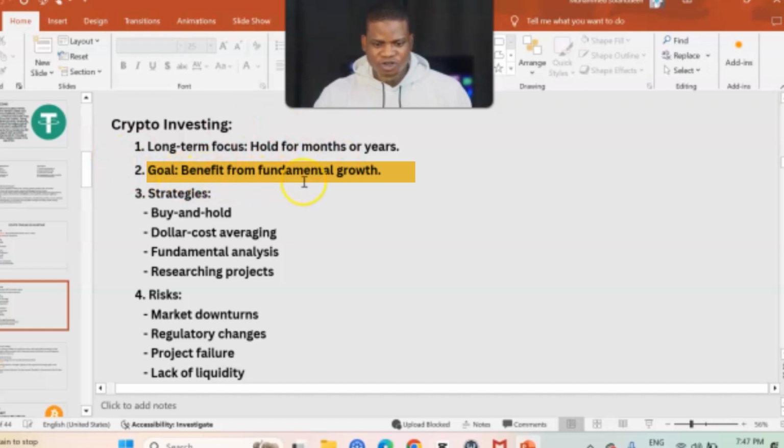Your goal is to benefit from the fundamental growth, which means you are trying to benefit from the growth of that particular asset. So now, strategies used in investing: buy and hold, dollar cost averaging. We'll talk about dollar cost averaging later in this video.